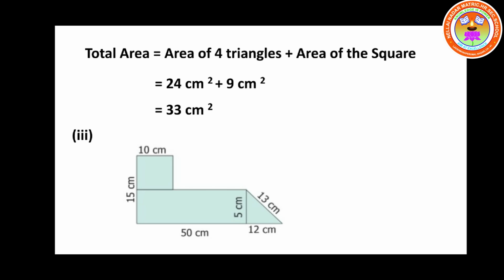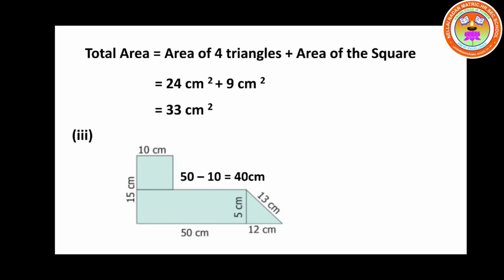How will you find it? In a rectangle, opposite sides are equal. So here 50 means there also 50, but you observe the square shape is present on top of the rectangle. In a square, all the four sides are equal. So it means the side is 10 centimeter. So let us subtract 50 minus 10, which is equal to 40 centimeter. Now that side value is 40 centimeter.